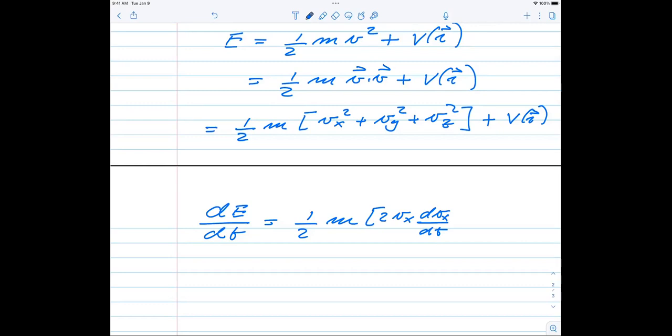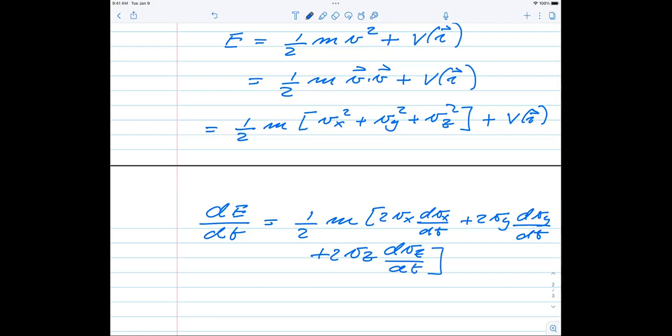And then we would then have plus 2 of vy dvy dt plus 2 times vz, and then you see that the factor of 2 disappears. But when it comes to the potential now, we have to be a little bit careful. So I mentioned that the potential depends only on r, but the position itself has a time dependence. So this is actually an implicit time dependence, which we don't know, but there is a time dependence.